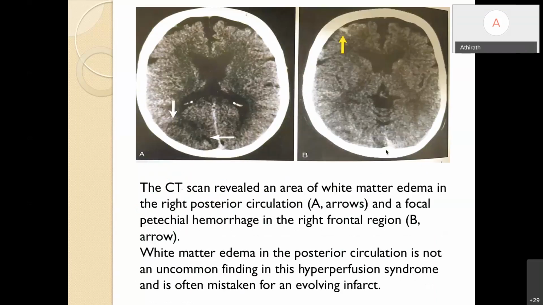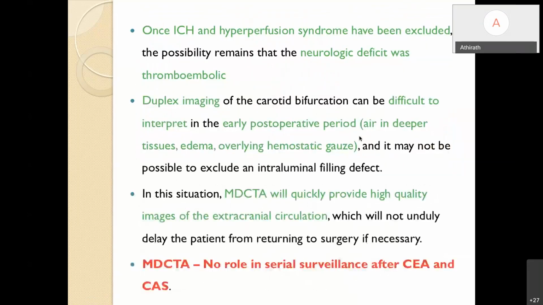Now, this is the image which tells you about this. So in the A image, you can see white matter edema in the posterior circulation. And in the B image, you can see a petechial hemorrhage in the right frontal region. As I've told you, this white matter edema in the hyperperfusion syndrome is often mistaken for an evolving infarct, which it actually is not.